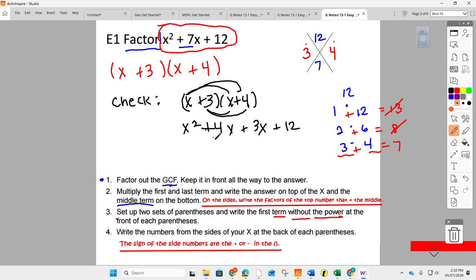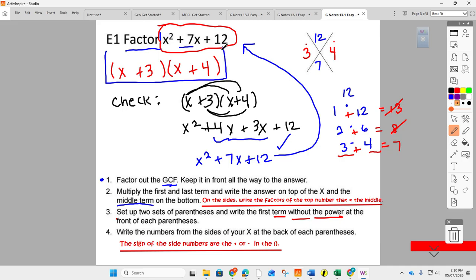So we're going to combine the x's. We have x squared, 4x's plus 3x's is positive 7x's, plus 7x, and bring our constant down. So this is the same as that, so we know that these are the correct factors. Okay? I do want you to check in your notes. The rest of them we're not going to check, but you should know how to check them. Okay. Following the steps.